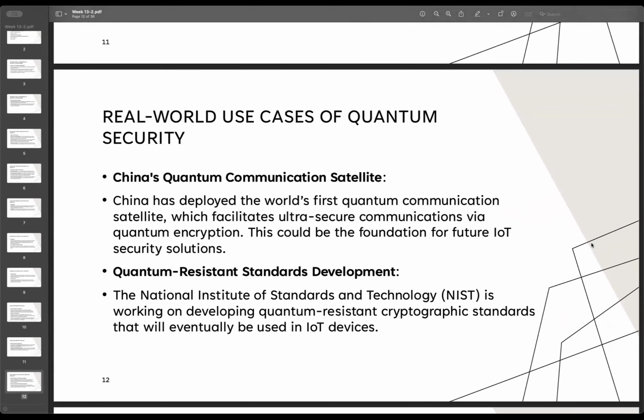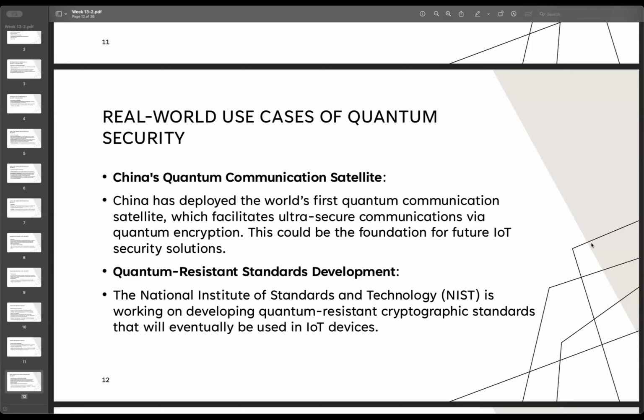And maybe there are some real world cases we can talk about, like quantum security. In China, there are quantum communication satellites. China already deployed the world's first quantum communication satellite, which can facilitate ultra secure communication using quantum encryption. It can be the foundation for future IoT security solutions. Another is quantum resistant standard development. The National Institute of Standards and Technology, NIST, is also working on developing quantum resistant cryptographic standards, which will eventually be used in IoT devices.